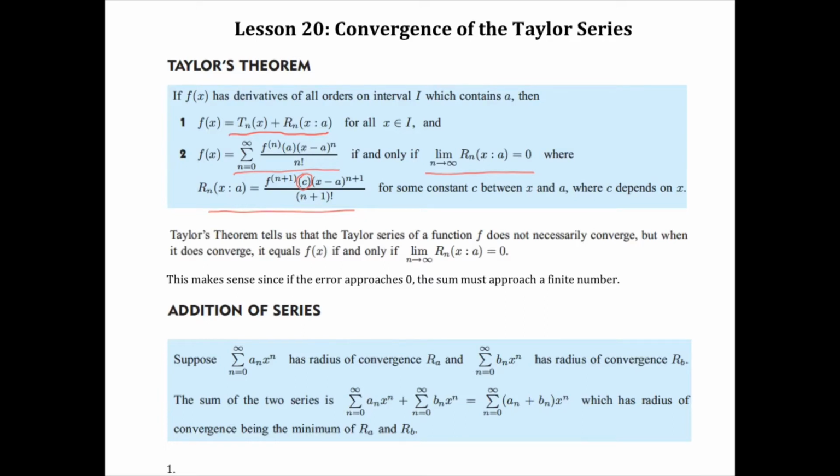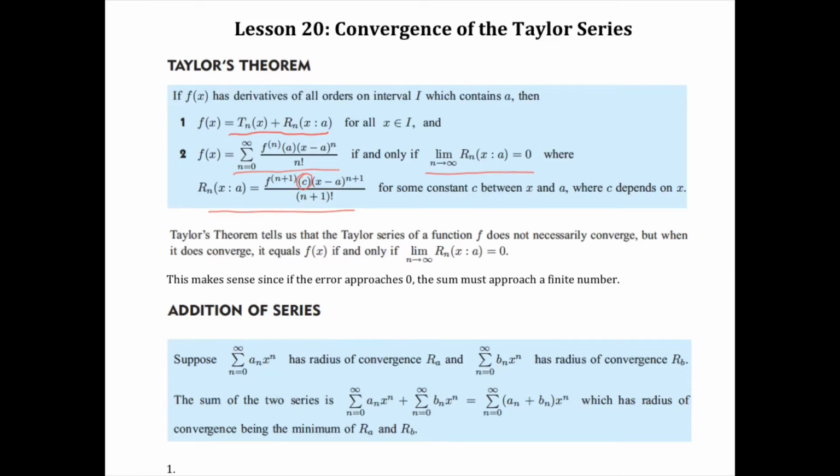Taylor's theorem tells us that the Taylor series of a function f does not necessarily converge, but when it does converge, it equals f(x) if and only if the error approaches 0 as n approaches infinity. This makes sense since if the error approaches 0, the sum must approach a finite number. In other words, the terms themselves are approaching 0. Does that make sense? Because R is like the next term. So if the terms are approaching 0, the sum of them should approach a limit. They should be bounded.